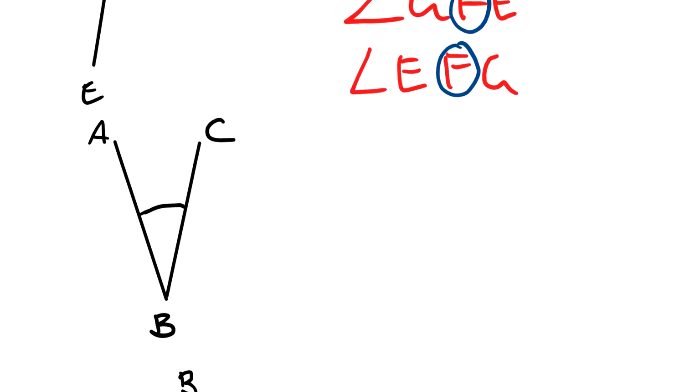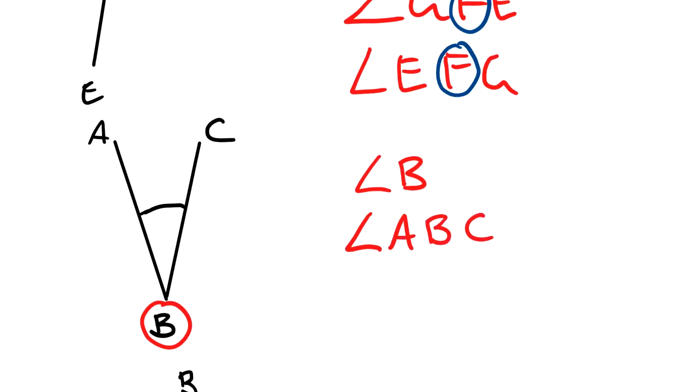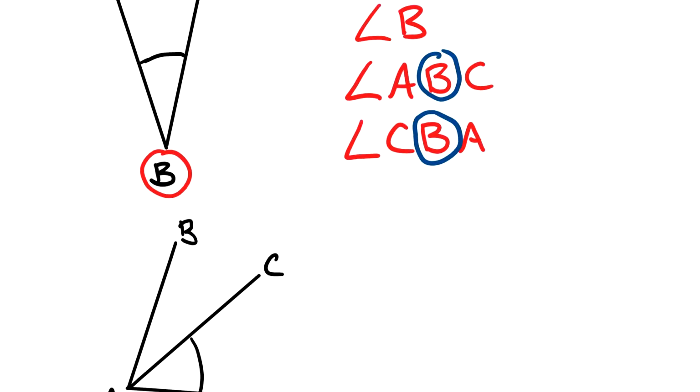So we have another one here. We have either angle B if we're just counting our vertex, which is down here. We could name it angle ABC, or we could name it angle CBA. And again, as long as we have the vertex in the middle, which we do, we're saying we're going from A to the vertex to the other arm, so ABC or CBA.